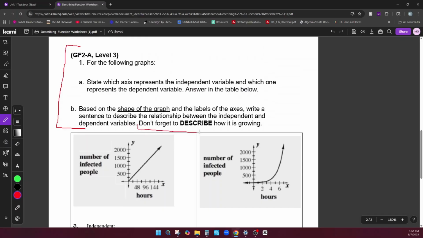My clue here is to describe how it's growing. A lot of us missed the rate part. Make sure we describe what the graph looks like. Because if you tell me everything else about it, I know what situation is being described, but I don't know what the information looks like. I don't know what the graph looks like. So let's make sure to describe how the graph is growing.